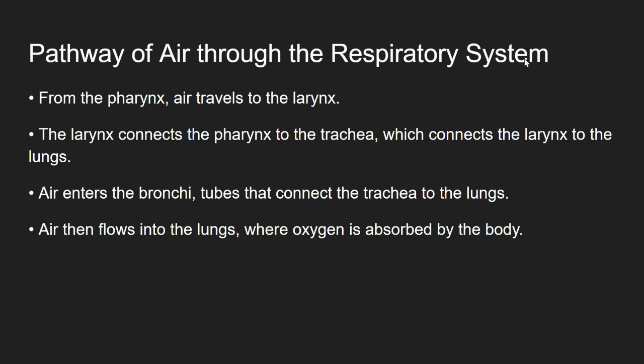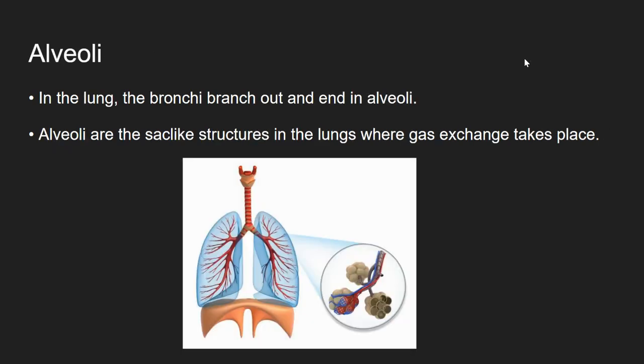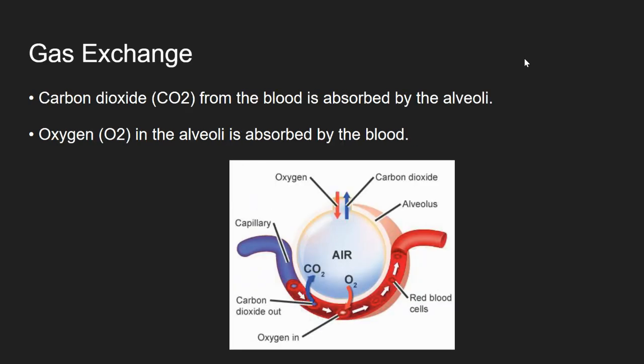And then air flows into the lungs where oxygen is absorbed by the body. In the lung, the bronchi branch out and end in alveoli. Alveoli are the sac-like structures in the lungs where gas exchange takes place. Now, carbon dioxide from the blood is absorbed by the alveoli, and oxygen in the alveoli is absorbed by the blood.